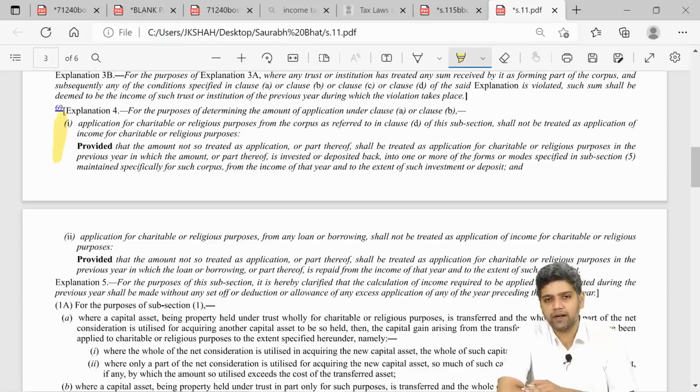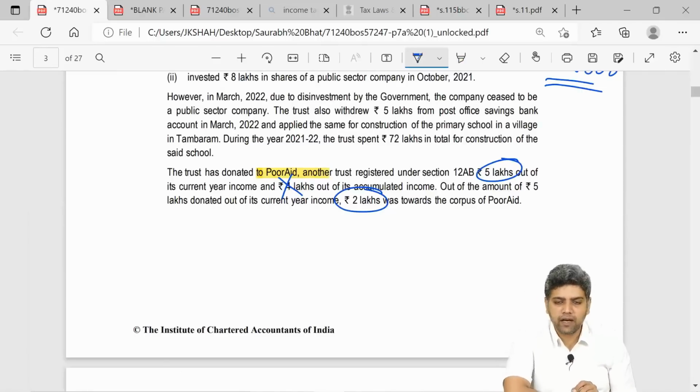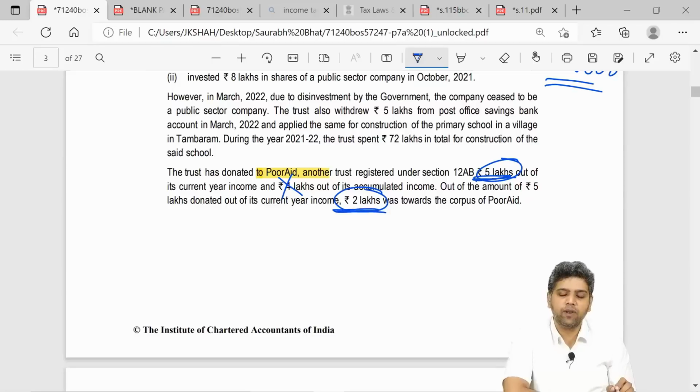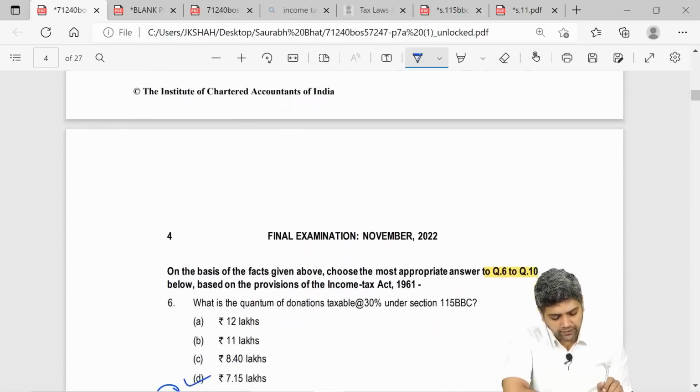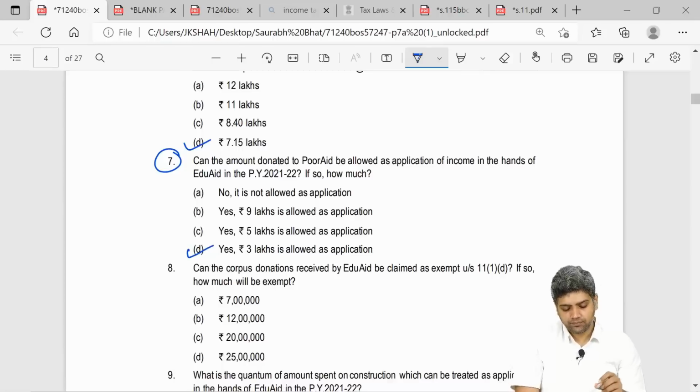It will not be regarded as application of income. So the contribution given out of accumulated income will not be allowed as application, and out of this 5 lakh rupees current year income, 2 lakhs is given towards corpus, that will not be allowed as application. So the balance 3 lakhs should be allowed as application. So the correct answer is D.